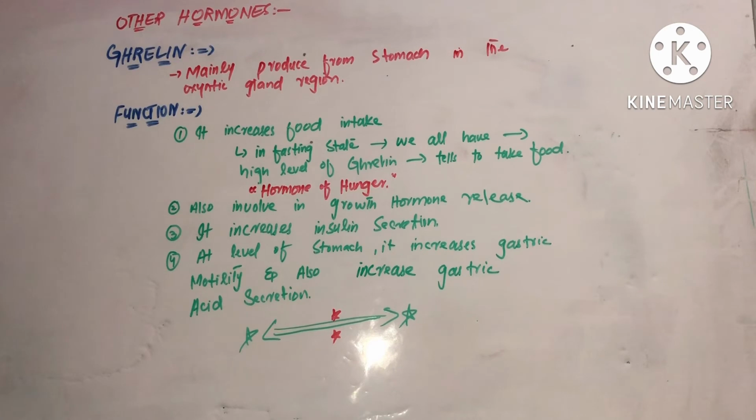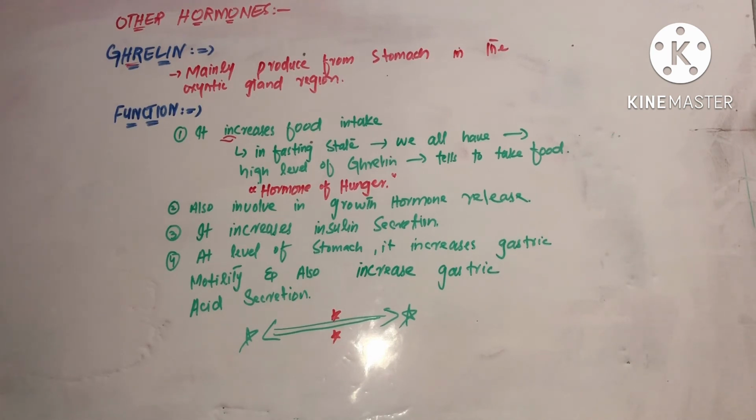The last hormone that we are going to discuss is ghrelin. It is mainly produced from the stomach in the oxyntic gland region. What is the function of ghrelin? The first function of ghrelin is that it increases food intake. In the fasting state, we all have a greater amount of this hormone, because it tells us to take food. That is why ghrelin is also called the hormone of hunger.